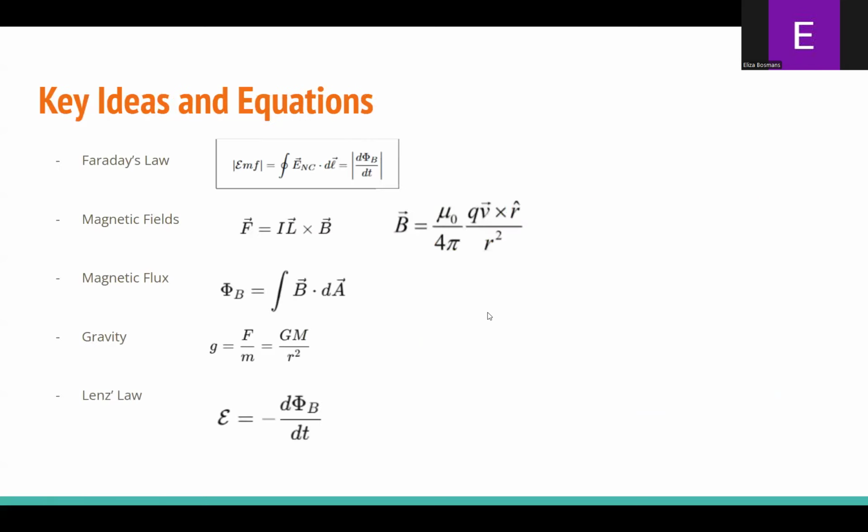Then, key ideas here: we have Faraday's law, which associates the electromotive force and the electric field side with the derivative of magnetic flux. And then we have the equation for magnetic fields, and this is force from magnetic fields. And then this is magnetic flux here, which looks very similar to electric flux, the equation for gravity, and this is Lenz's law.